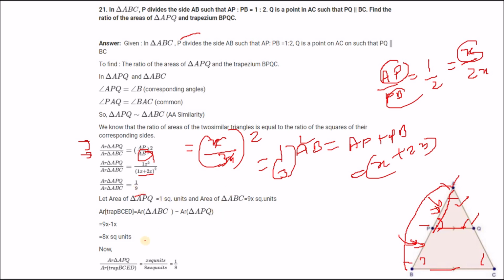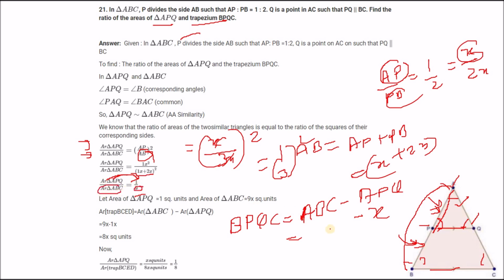Now, first of all, we have to find the area of triangle APQ by trapezium BPQC. The area of trapezium BPQC is the area of triangle ABC minus the area of APQ. Now, the ratio is 1:9. So if we take the area of APQ as X, the area of triangle ABC will be 9X. So 9X minus X is 8X. Now when we take the ratio of triangle APQ, which we have taken as X, and the trapezium, which we have taken as 8X, X gets cancelled. It will be 1 by 8.